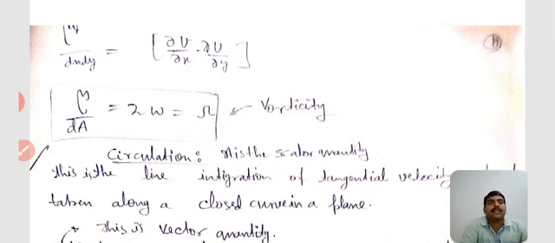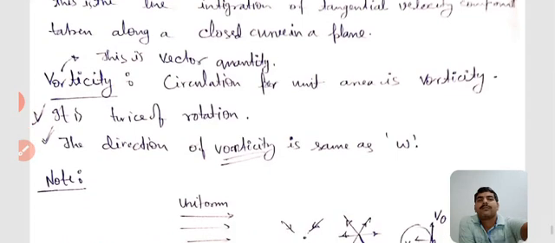Circulation is the line integration of the tangential velocity component taken along a closed curve in a plane, discussed in the previous lecture. Vorticity is the circulation per unit area, and it is a vector quantity. This is the property of vorticity: circulation per unit area is called vorticity, and it is twice the rotation.